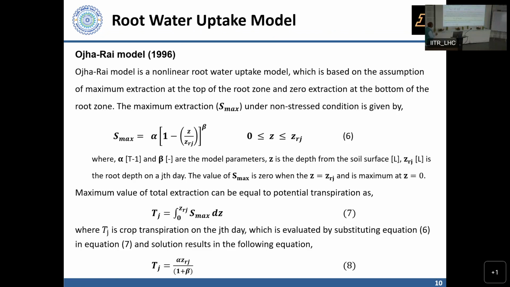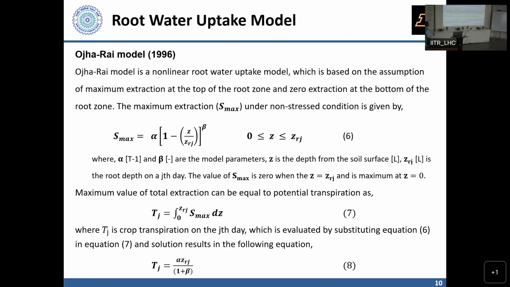For different types of crops, you will have different values of beta. If the root density is linearly varying, beta may be very near to 1, but if you have a very high density at the top and a drastic decrease, the non-linearity in the root structure can be captured by this, where alpha and beta are the model parameters, Z is the depth from the soil surface, and ZR is the total root depth.